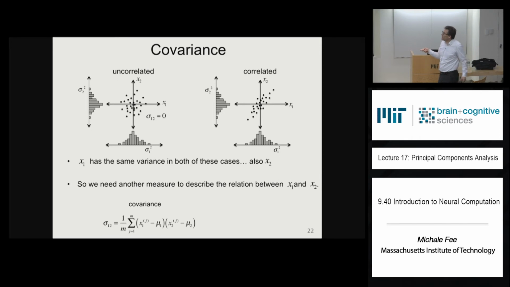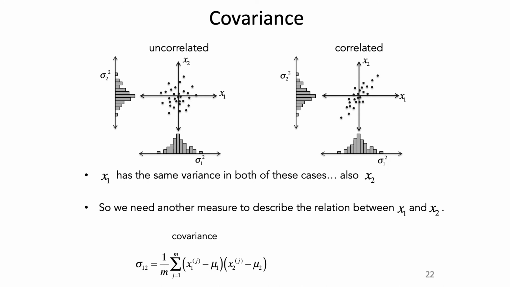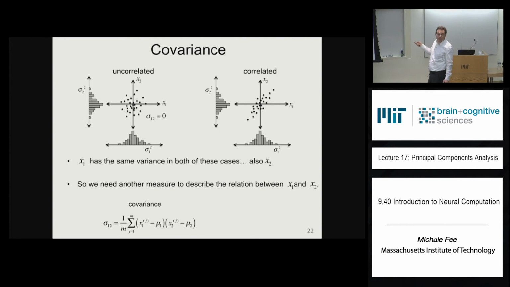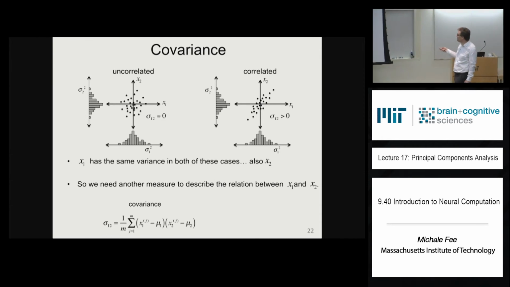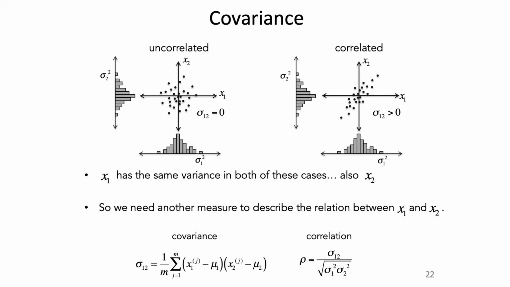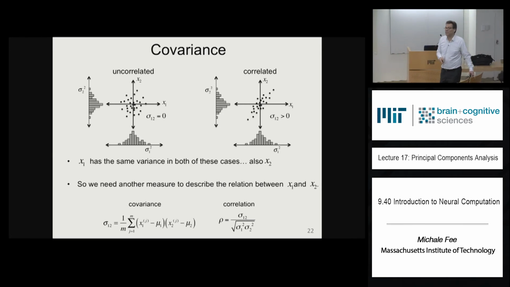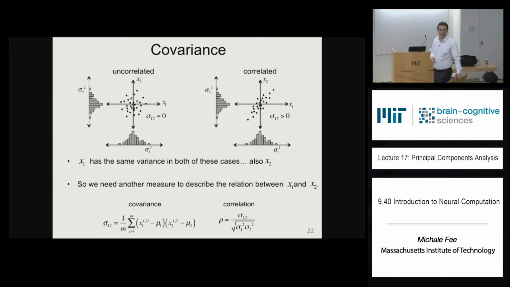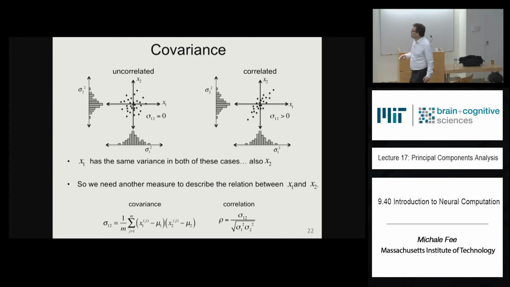In this case, the covariance is 0. In this case, the covariance is positive. So if a fluctuation of x1 above the mean is associated with a fluctuation of x2 above the mean, then these points will produce a positive contribution to the covariance, and these points here will also produce a positive contribution to the covariance, and the covariance here will be some number greater than 0, okay? That's closely related to correlation, just the Pearson correlation coefficient, which is the covariance divided by the geometric mean of the individual variances, okay?